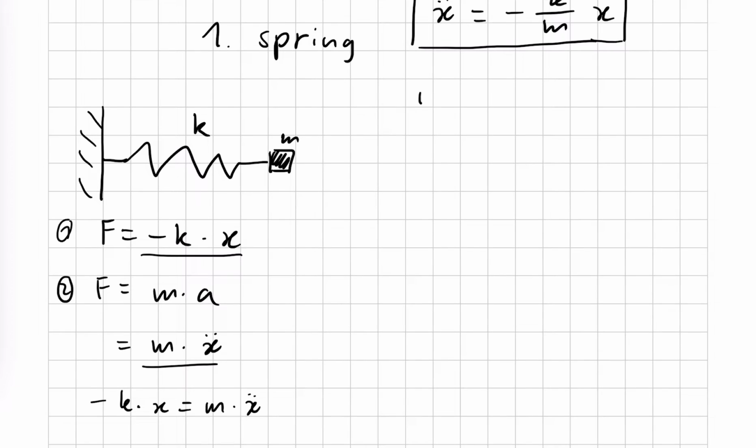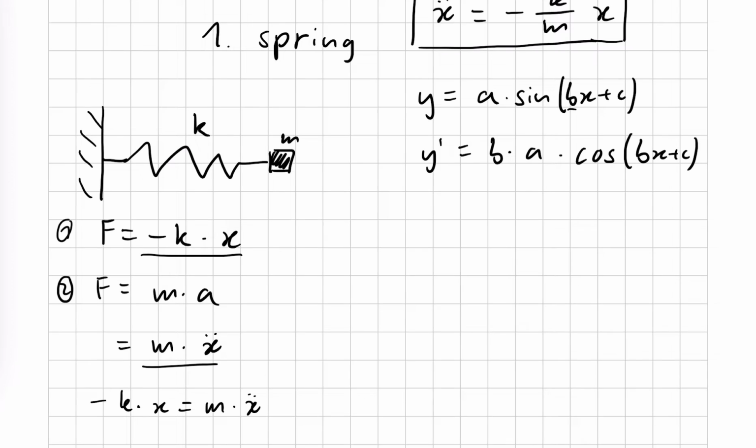I can show that by taking the general sine function, saying y equals a times the sine of bx plus c. That means y prime, we multiply by the inner derivative, which is b times a times the cosine, sine becomes cosine, always remember that, of bx plus c. Then we take the derivative again, getting the second derivative, and multiply by the inner derivative again, which is b, so b squared times a times the cosine of bx plus c.